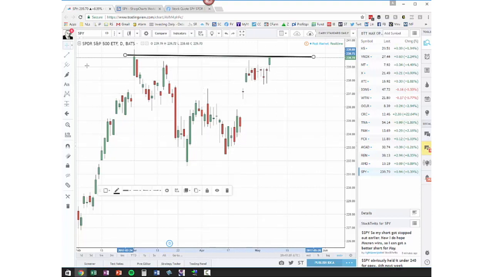Now, your support line is, again, a horizontal line, so it's always going to be parallel to your resistance line, always, because horizontals are horizontal, right? And the same rule applies. You just want to set this somewhere underneath your lowest closing pivot low. We came very close to it here.